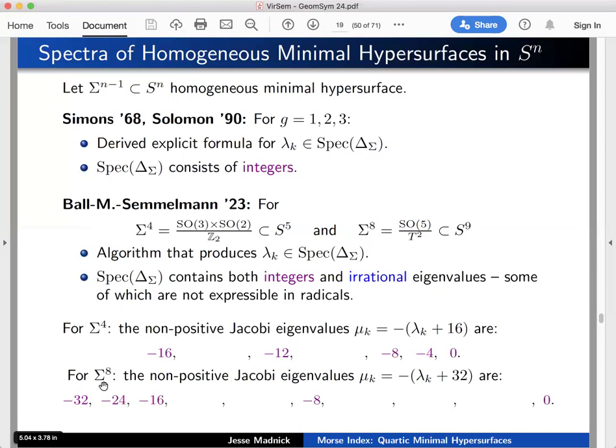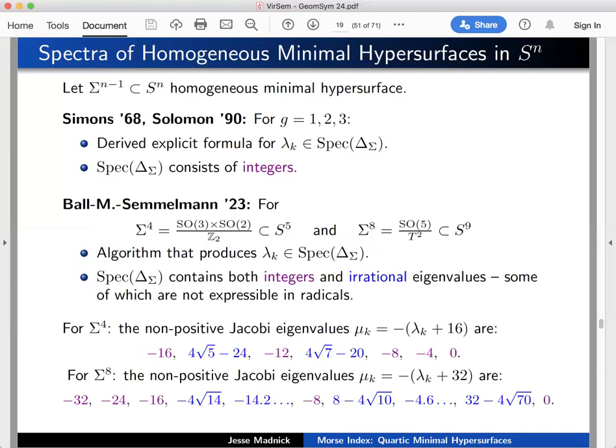And for sigma 8, again, there's this arithmetic progression: negative 32, negative 24, etc. And these eigenvalues were known, again, due to Bruce Solomon, who studied the quartic case. But it wasn't clear whether there are any others. But we now have an exhaustive list, and I'm sure you can all see the pattern. They're exactly what you think they are. This is a complete list of the non-positive Jacobi eigenvalues. They're just exactly what you would have thought, of course.